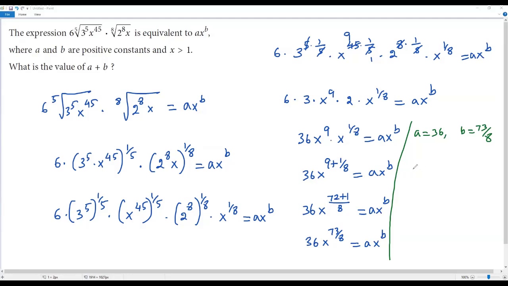Now I have to find the value of a plus b. That is, I have to add a and b. So a plus b equals 36 plus 73 over 8. To add the integer 36 and the fraction 73 over 8, I multiply the integer by the denominator 8. When I multiply 36 by 8, I get 288, plus 73 over 8. Now I have to add 288 and 73. When I add them, I get 361, so 361 over 8. The value of a plus b is 361 over 8.